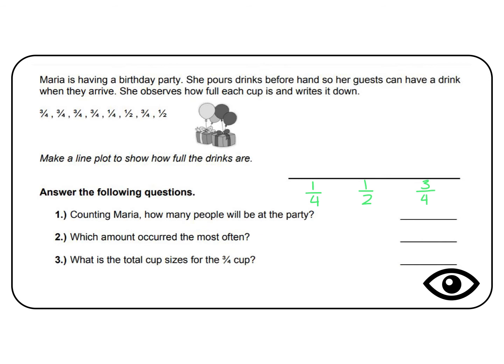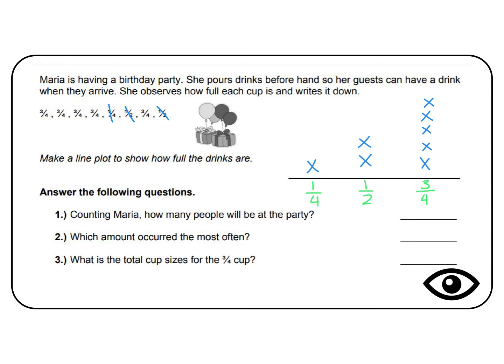There is only one 1/4, so I'm going to put 1 x above it. There are two 1/2s, so that's going to be 1/2, 1/2. And then there are 1, 2, 3, 4, 5 3/4. So 1, 2, 3, 4, 5. And now that we have our data all organized, we can answer some questions about our data.